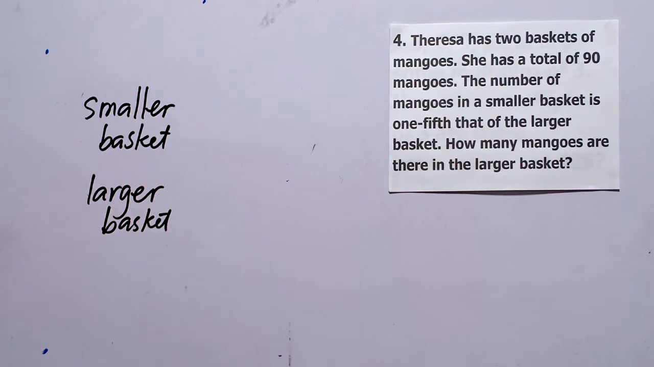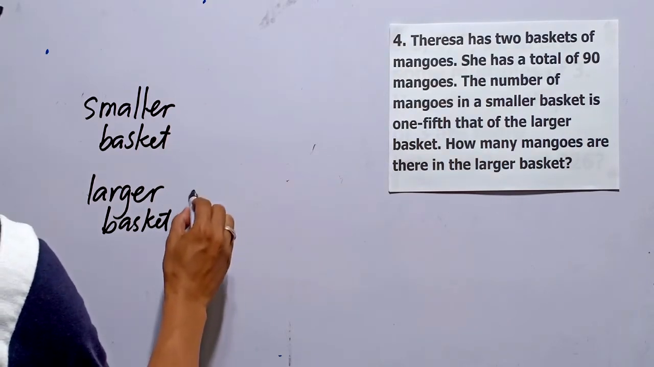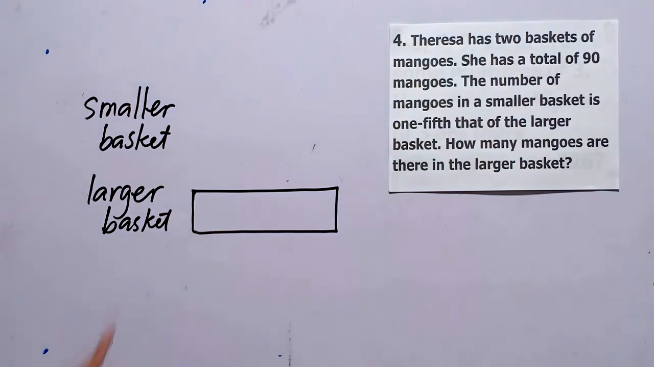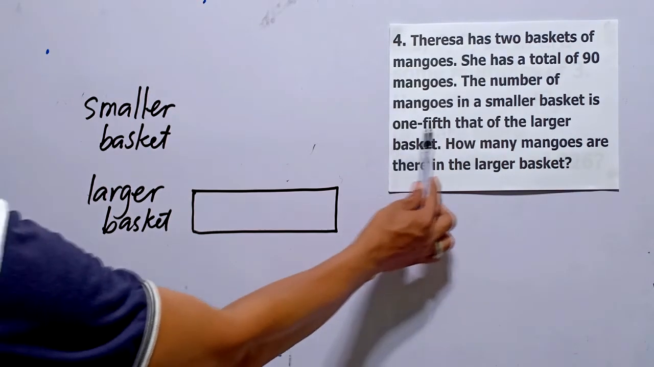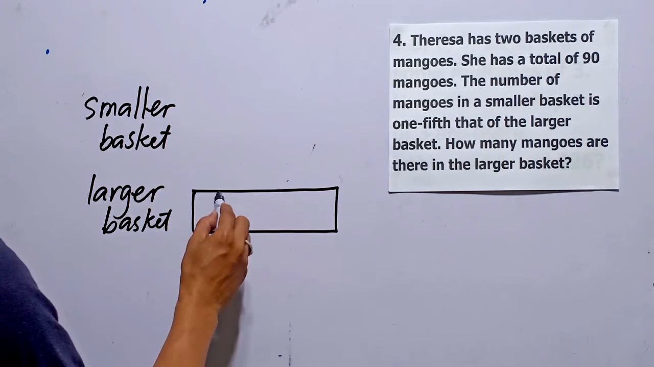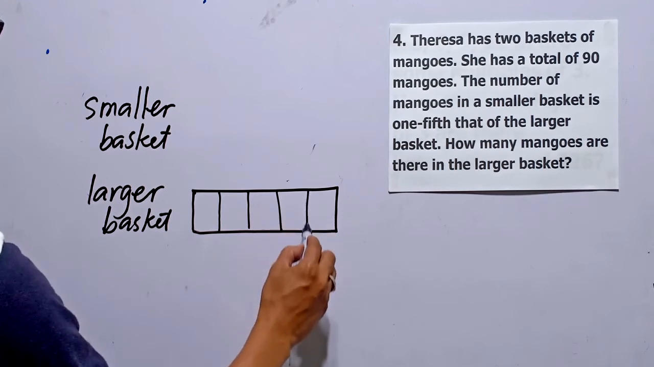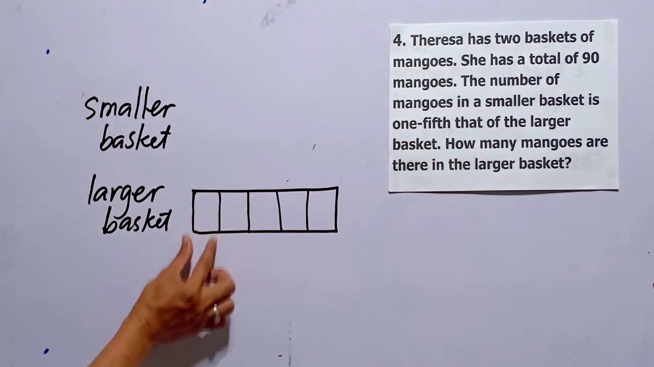So let's start. Let us solve this problem by drawing blocks. Let's start with the larger basket. If this block represents the number of mangoes in the larger basket, we need to divide this into 5 parts to get 1/5. So let me divide this into 5 parts, assuming all the parts are equal. Now, this is 1/5, right?